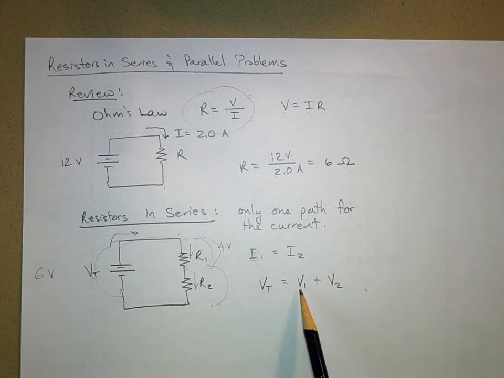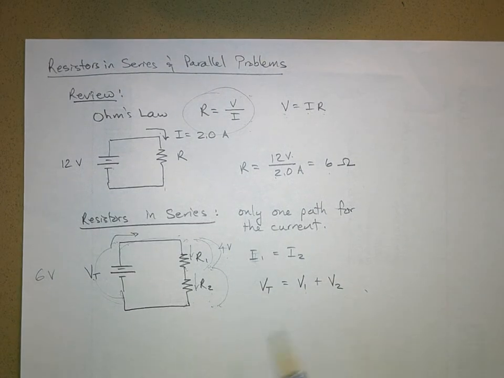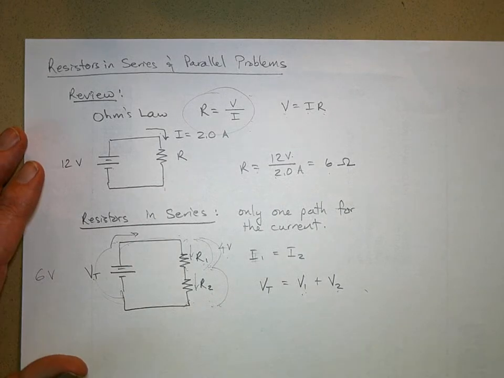So I'm going to use V1 and V2. What does V1 and V2 represent? The voltage drop across the first resistor, and this represents the voltage that drops across the second resistor. Okay, well, now what I'm going to do is multiply both sides of this equation by the current.